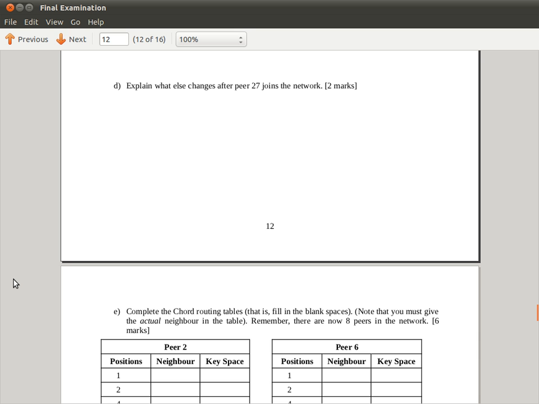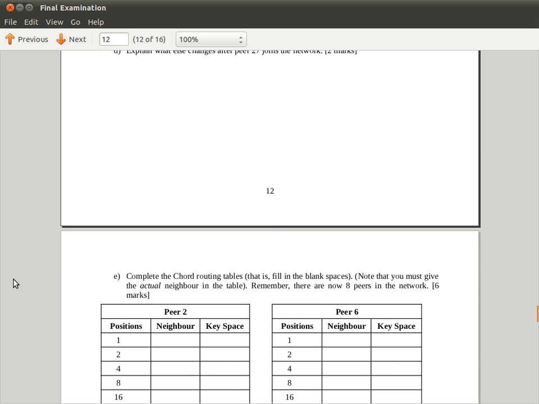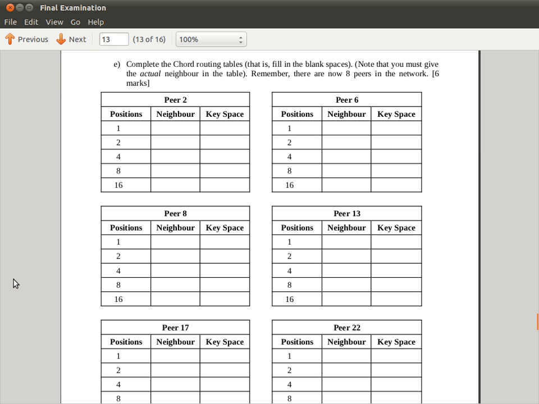What happens if a node joins the network? So this is the moving or rearranging of keys, and filling in the tables. I give you the number of positions away as a reminder. Work out the neighbour, the next node, and the key space in this column.